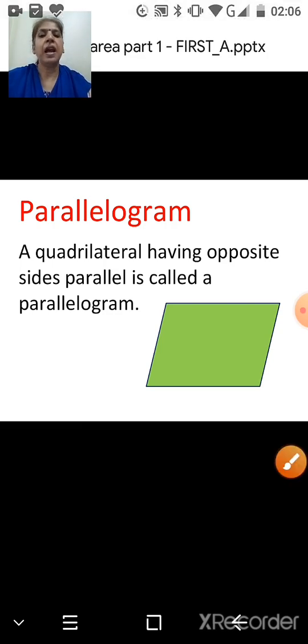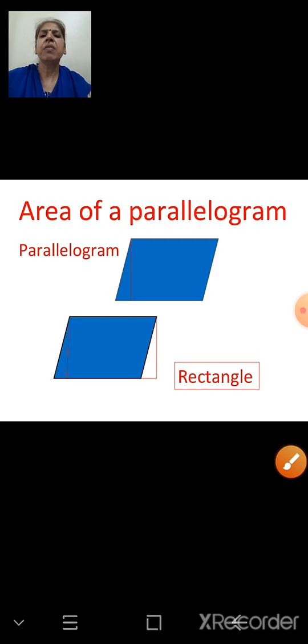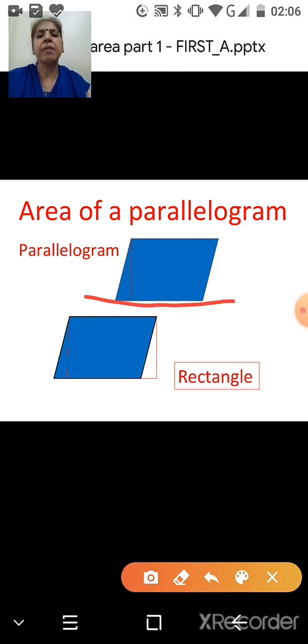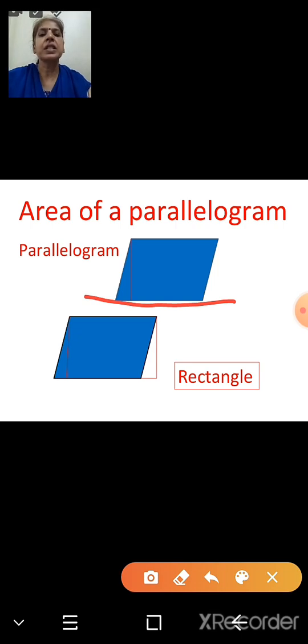Okay. Now, area of a parallelogram. Now this is a parallelogram, and this is the base. If I call this the base, then this is the height. So this is the base and height. Height is always perpendicular. So it is base and height. Now let's see how the area of a parallelogram is derived.